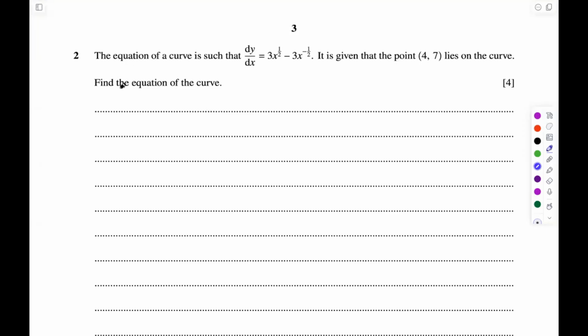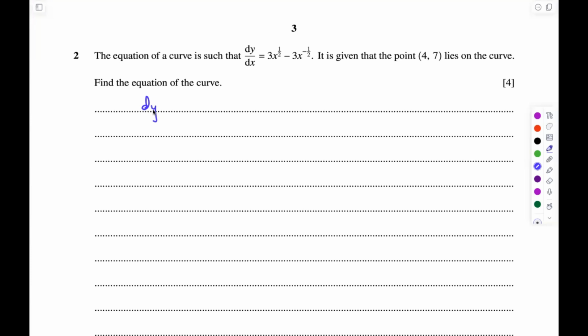In question 2, the equation of a curve is such that dy/dx is 3x to the power half minus 3x to the power minus half. It is given that the point (4, 7) lies on the curve. We have to find the equation of the curve. Now, to find the equation of the curve, we'll have to integrate dy/dx.